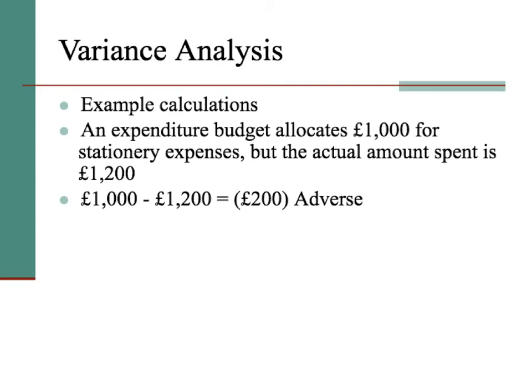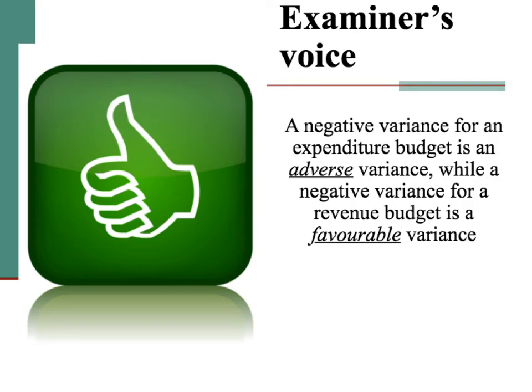And therefore, have I spent more, which is bad for my business, so it's adverse, or have I spent less, in which case that would be good for my business and it would be favourable. So in our example here, I actually spent more, that's bad for my business and so is adverse. Okay, so just to recap what I said then, a negative variance for an expenditure budget is an adverse variance, so that's when you spend too much.